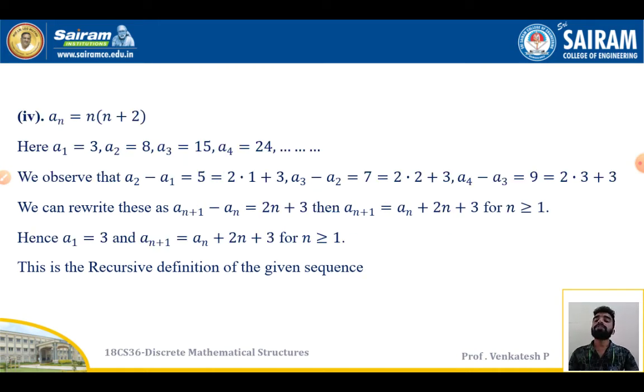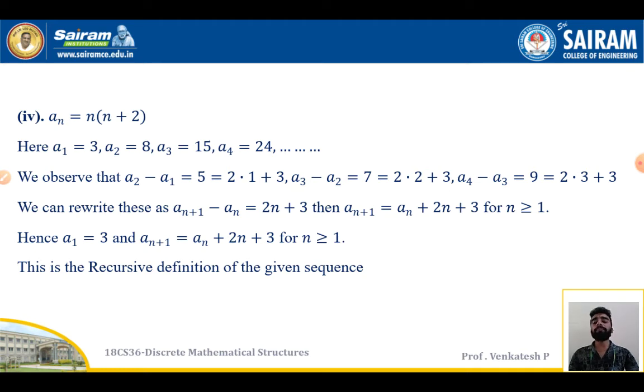So next one, fourth one, an is equal to n into n plus 2. Okay, so expanding this, for n is equal to 1 to 4 I will be getting a1 is equal to 3, a2 is equal to 8, a3 is equal to 15, a4 is equal to 24. The difference between a1 and a2 is 5, a2 and a3 is 7, a3 and a4 is 9. So this is highly complicated to expand the recursive definition here.